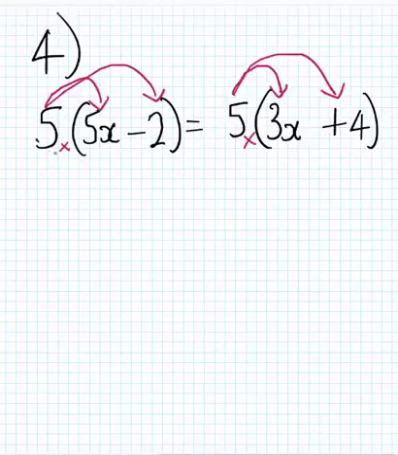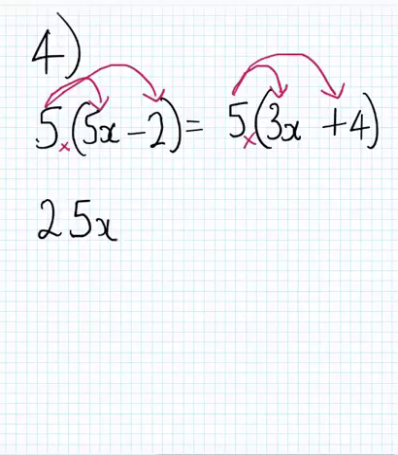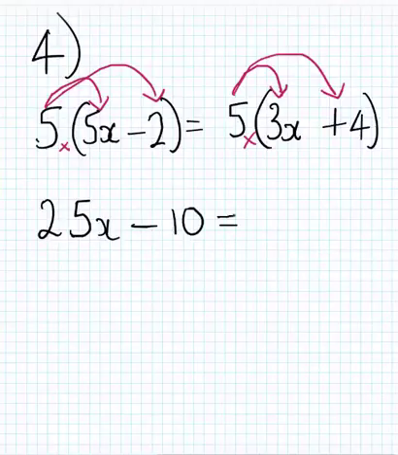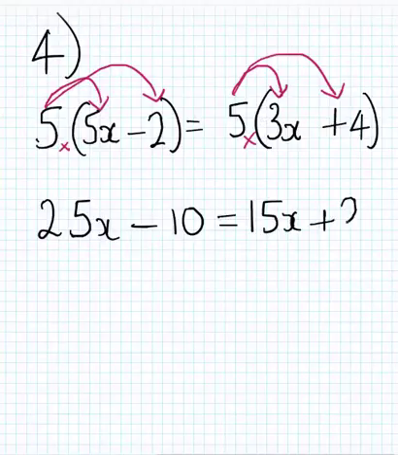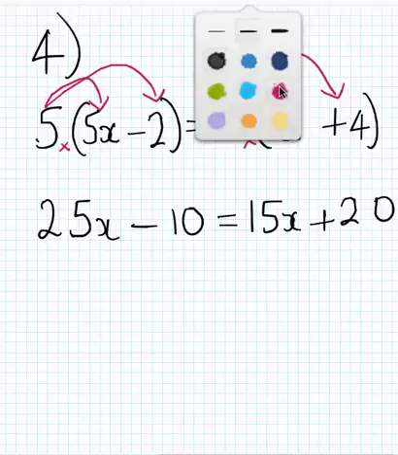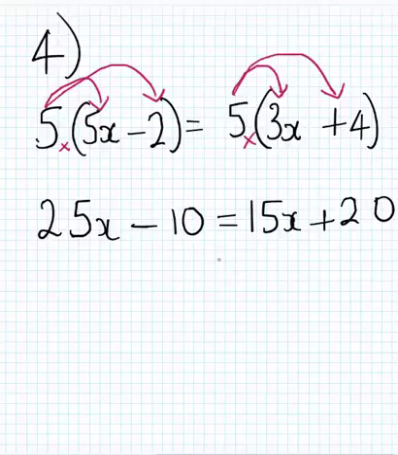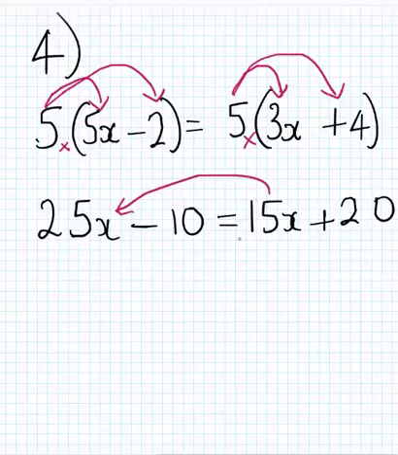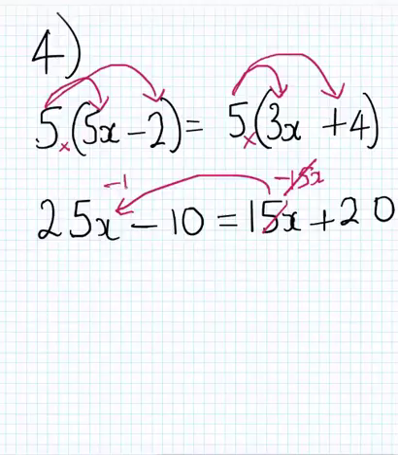And 5 times 5x, well, 5 times 5 is 25, and the x just sits there. Take away 5 times 2 is 10, so negative 10. Equals 5 times 3x is 15x, and 5 times 4 is a positive 20. So once your brackets are gone, you just solve this as you normally would, and we know our next step is to bring the x's together. And I'm going to bring the 15x to this side, so everything stays positive. So opposite of positive 15x is to minus 15x, so that cancels out, and minus 15x.